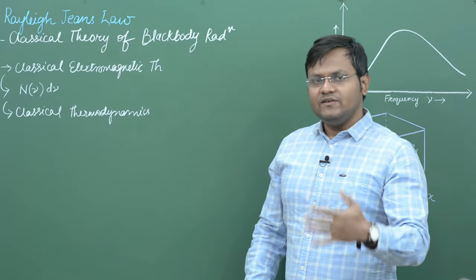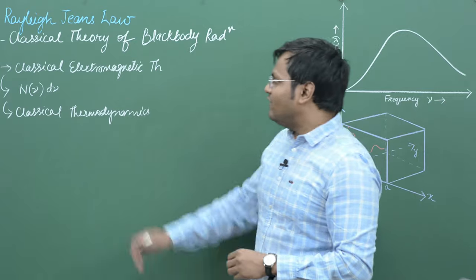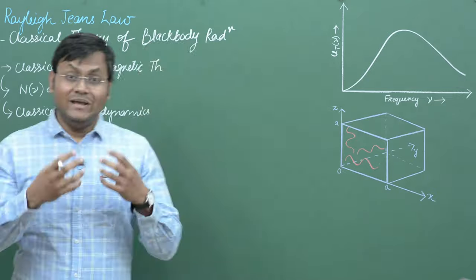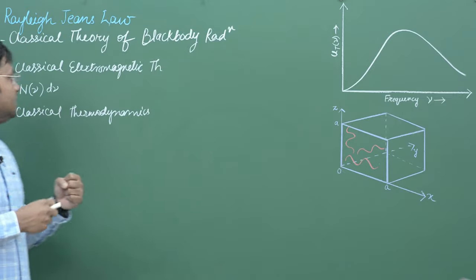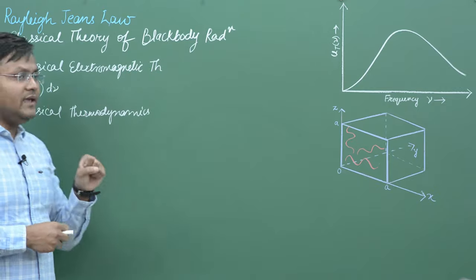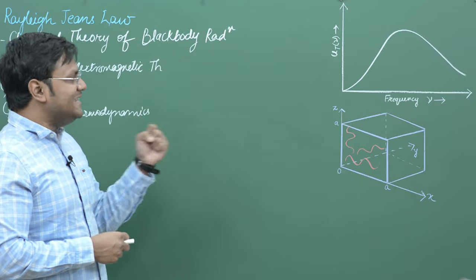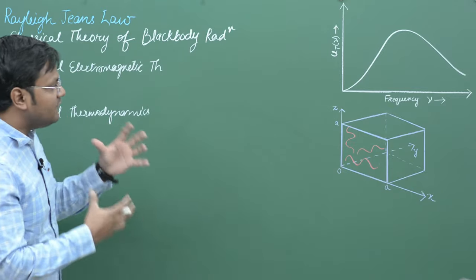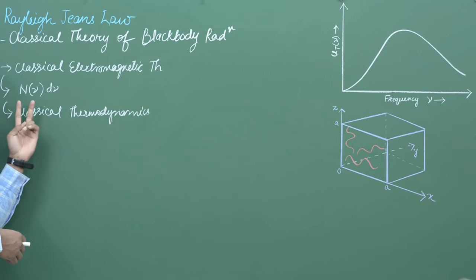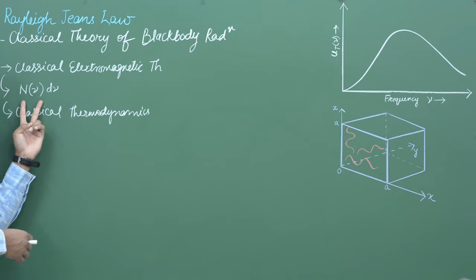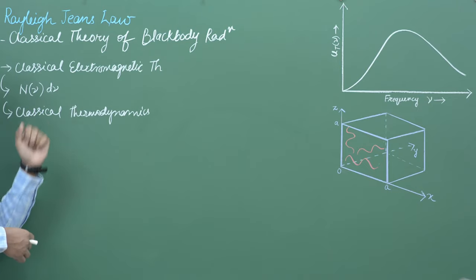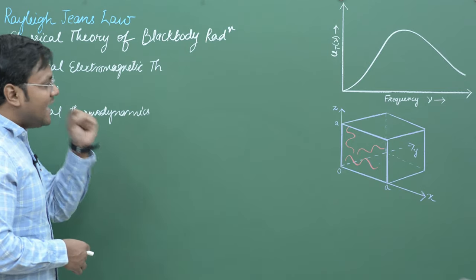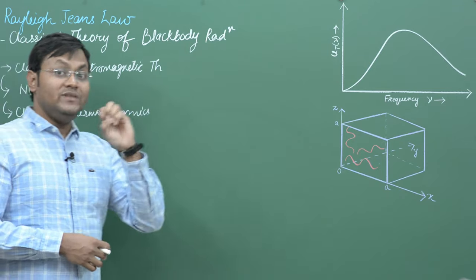Now the derivation itself is slightly lengthy, therefore I have divided the derivation into three different approaches, which is basically based on what Rayleigh and Jeans did. So initially, they tried to use classical electromagnetic theory to explain why standing wave patterns can form inside a cavity. Then they used some geometrical arguments to calculate the number of standing waves that can be formed inside a cavity for a given frequency range. And then they used the equipartition theorem of energy to calculate the average amount of energy associated with a standing wave.